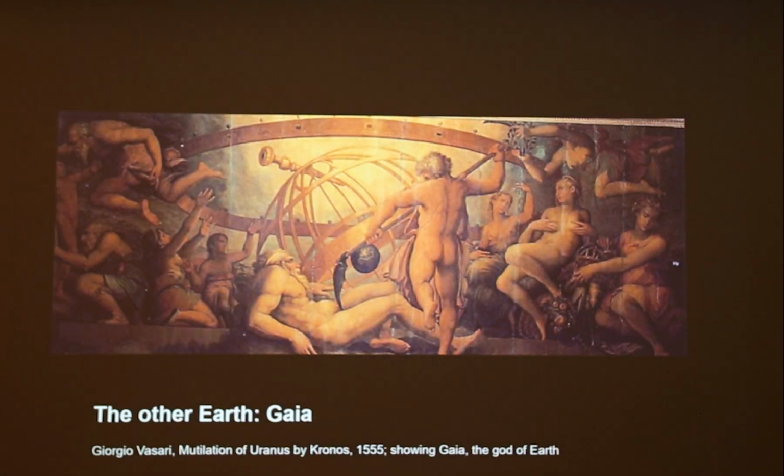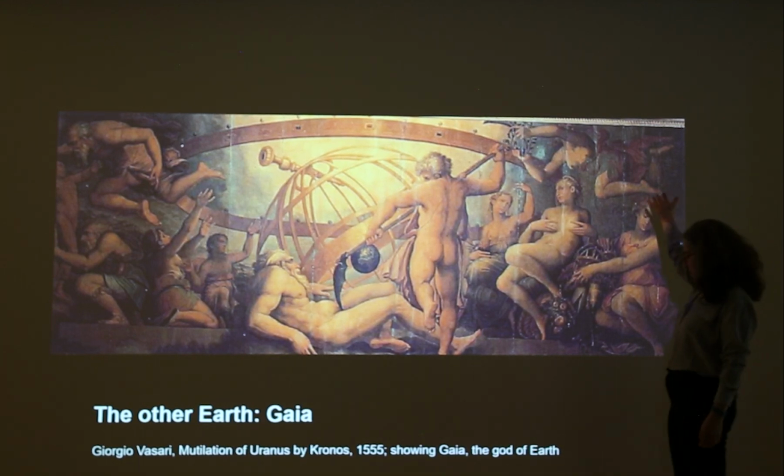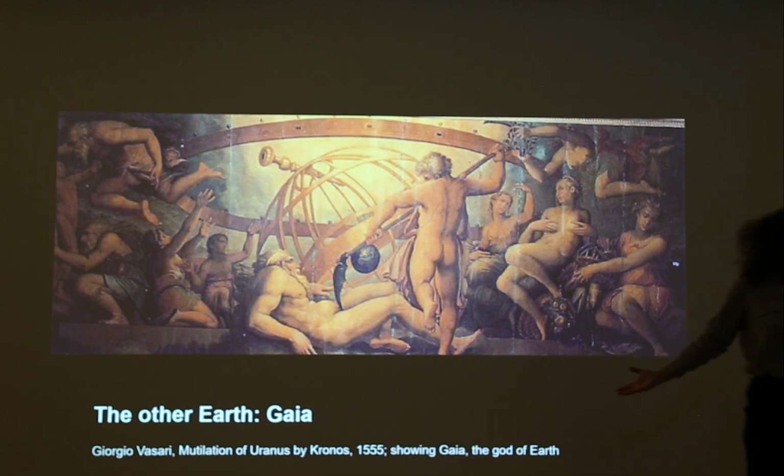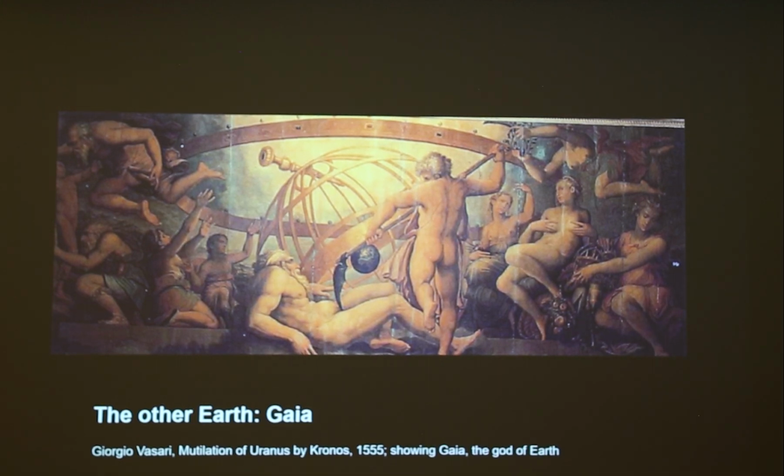But what the Gaia hypothesis presents is that Earth is not this nice, welcoming Mother Nature who's going to accept whatever we do. The Gaia hypothesis actually accepts that Earth is much bigger than us, and there are depictions of this type of Earth in the history of humankind. For instance, Vasari's mutilation of Uranus by Kronos. Gaia is this figure, the goddess of Earth, who is basically helping her son mutilate Uranus because he did something wrong.